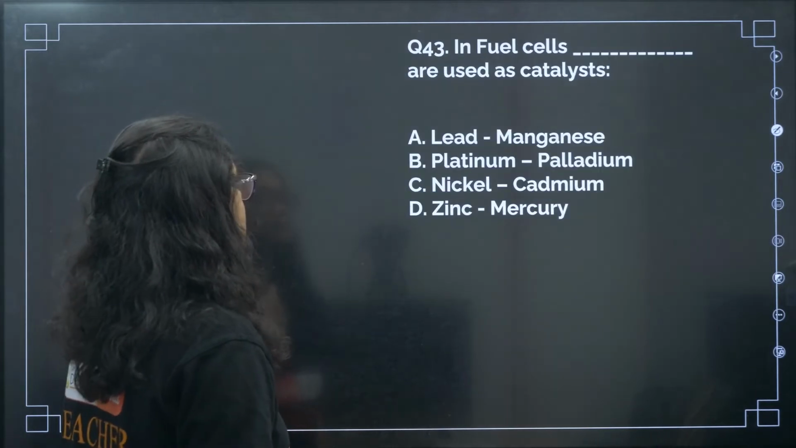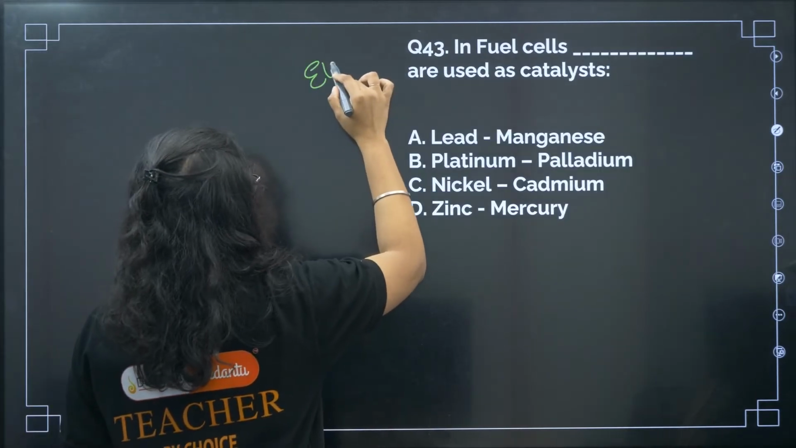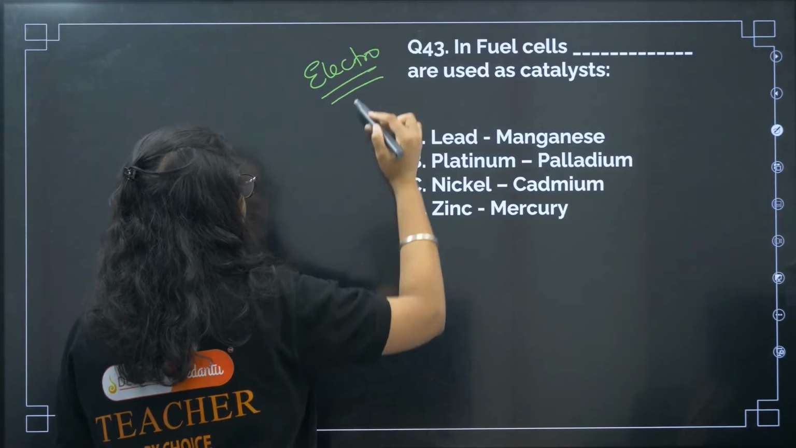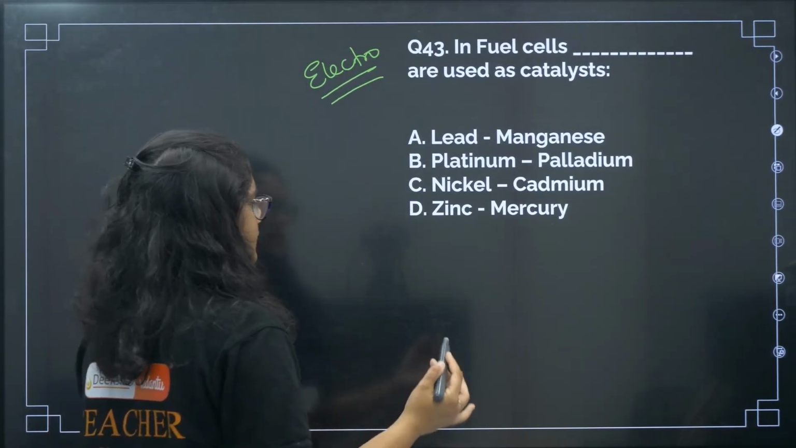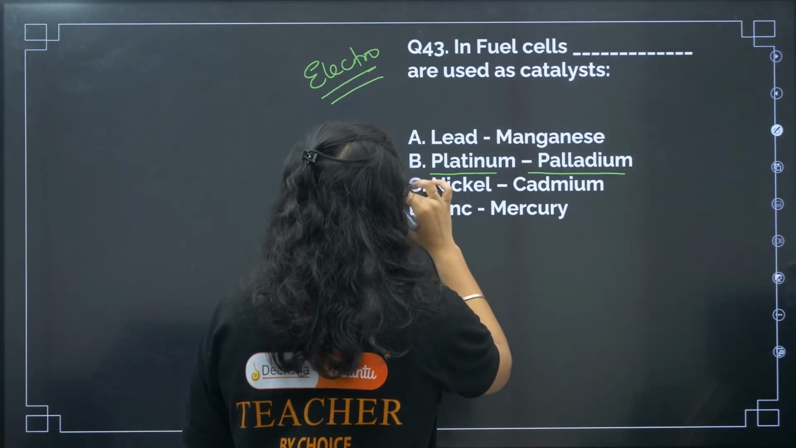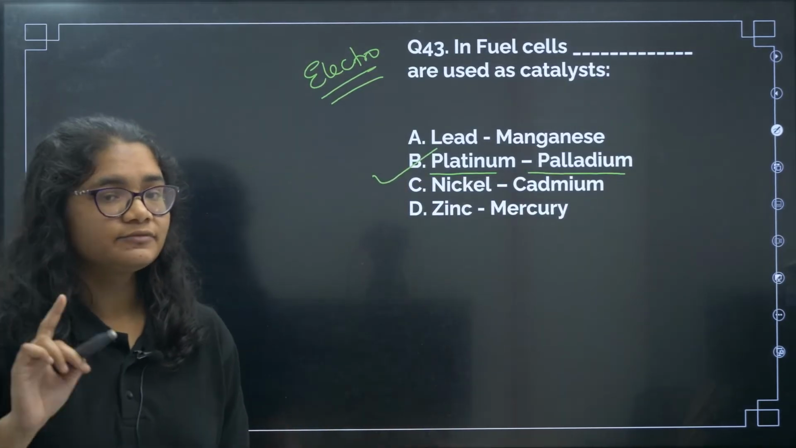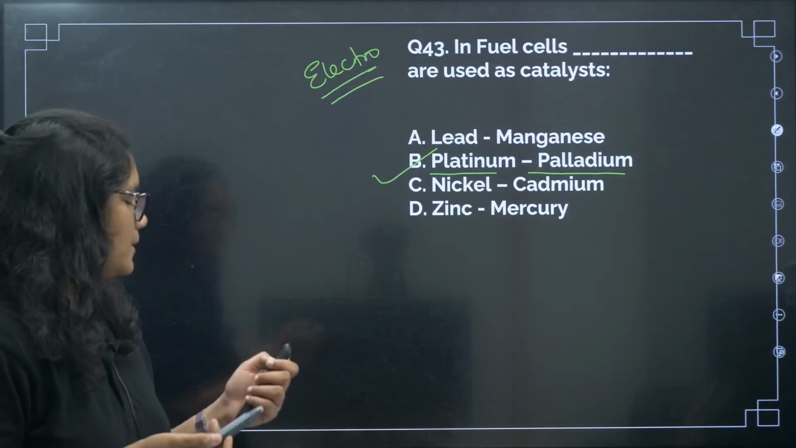Now coming to question number 43. This is from your electrochemistry. In fuel cells, dash are used as catalysts. This is a very theoretical question. Platinum and palladium are used. So the correct answer for this question is option number B.